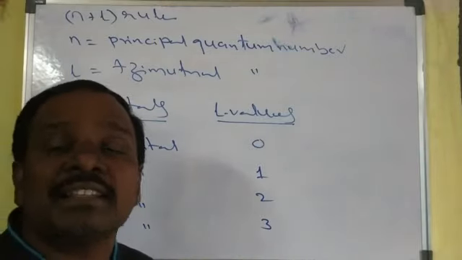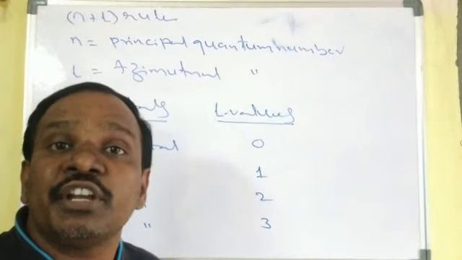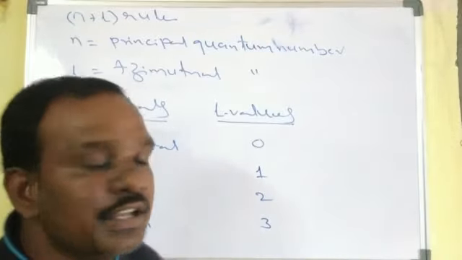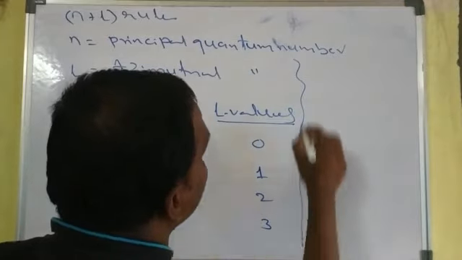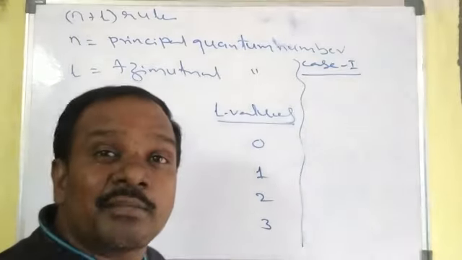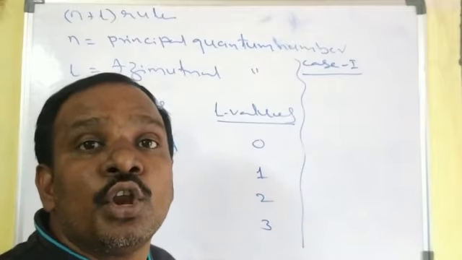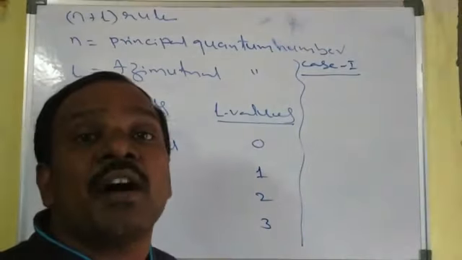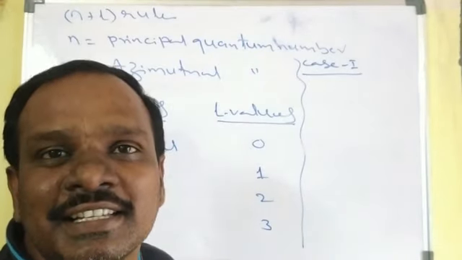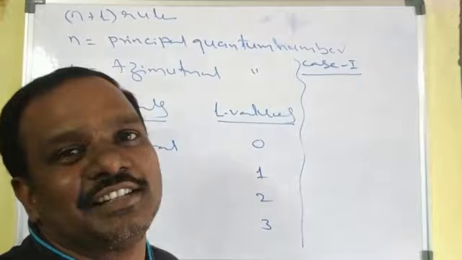Based on the sum of n plus l values, we are going to decide the lower energy and higher energy of orbitals. Here two conditions are there. Case 1. Among all orbitals, the orbital having a lower sum of n plus l value has lower energy. The orbital having a higher n plus l value has more energy.